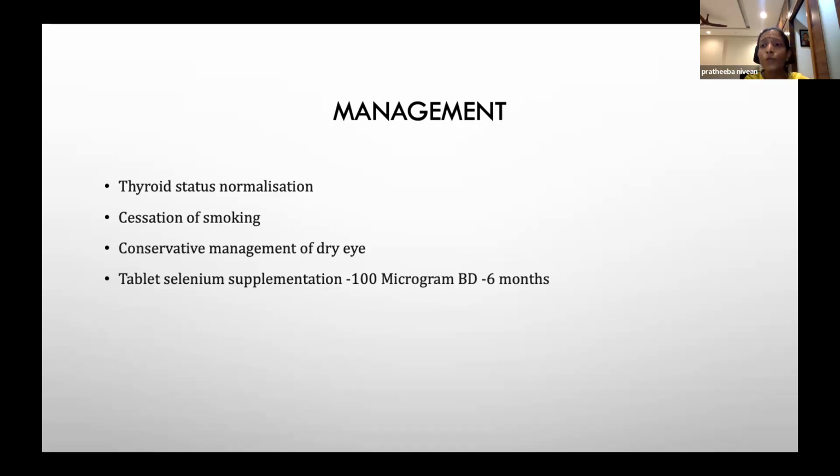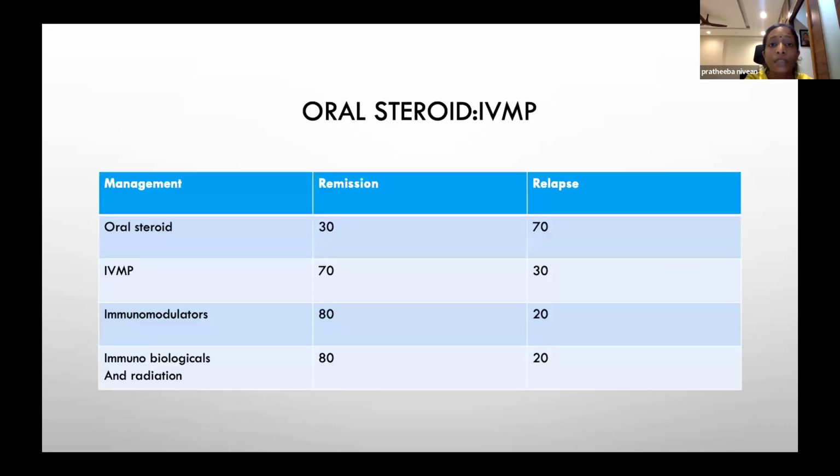So the conservative management is the same for all the cases. It is stabilization of thyroid, stopping of smoking, conservative management of dry eye, and tablet selenium as supplementation, 100 microgram BD for 6 months. And coming on to any active case, I said we have to give steroids. Only for active case we have to give steroids, not for inactive case.